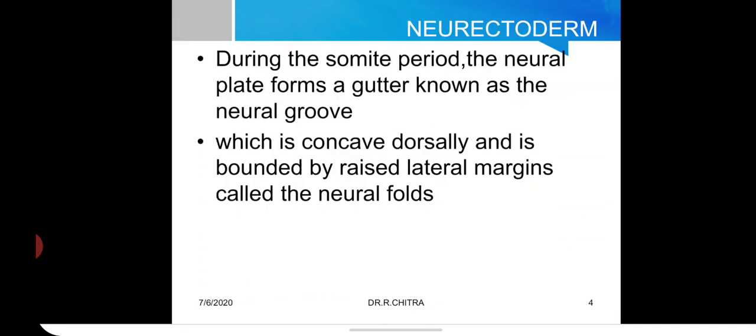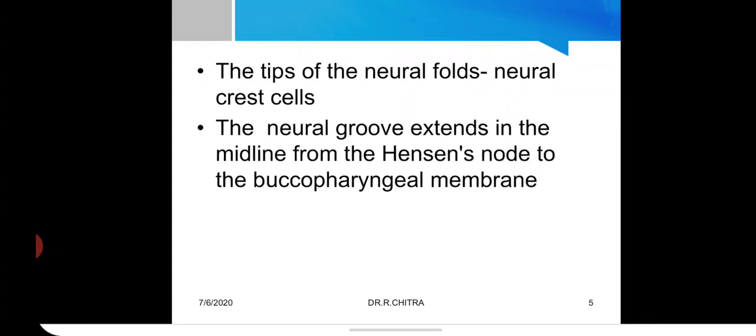During the somite period, the neural plate forms a gutter. It is first thickened, called the neural plate. Now it is like a gutter, so called the neural groove, which is concave dorsally and is bounded by the raised lateral margins called the neural folds. If you see the tip of the neural folds, special cells are there, called neural crest cells. We will again see the neural crest cells after finishing the neural tube formation.